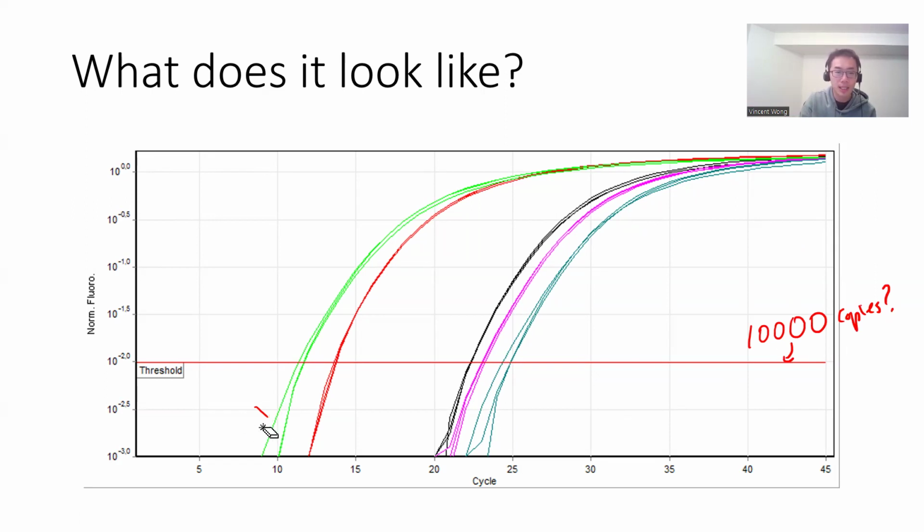So you see, for this particular person, for the green line here, this patient, it takes about 12 cycles to get to 10,000 copies. For this person, it takes about 25 cycles to get to 10,000 copies. So I want to ask you, which of these people are more infectious? Is it person A or person B? Who has more virus in them? What do you think?